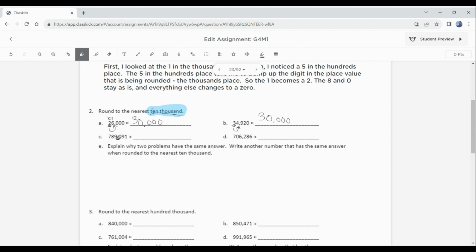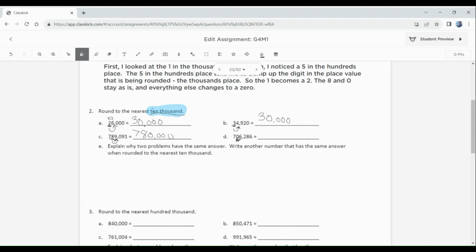Letter C is a 6-digit number, but my process is going to stay the same. Identify the digit in the place value being rounded, which is this 8 in the 10,000s place. Take a peek over at the next digit to the right of it. Since this is a 9 in the thousands place, that will be able to bump this 8 up to the next digit, which is a 9. My greater place value stays as is, so 7 in the hundred thousands, 8, 0, 0, 0, 0. So 780,000.